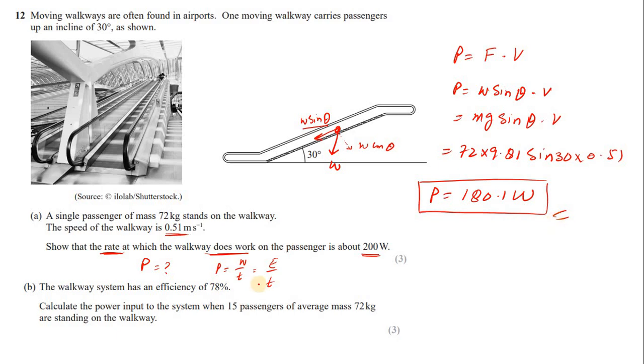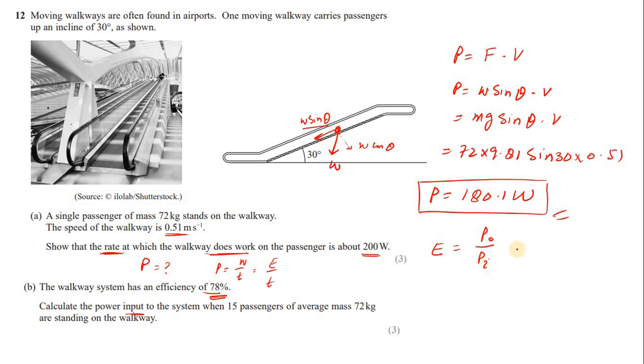The walkway system has an efficiency of 78%. Calculate the power input to the system when 15 passengers of average mass 72 kg are standing on the walkway. So you need to find the input power. Efficiency is given, so efficiency is output power divided by input power. That's what we need to find.